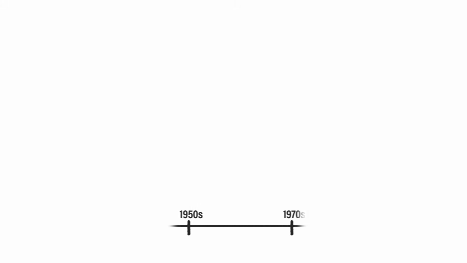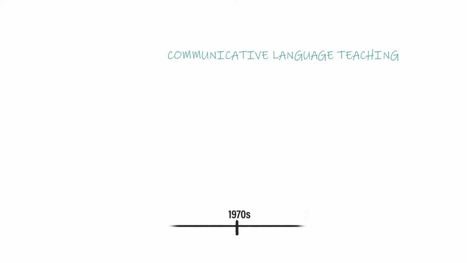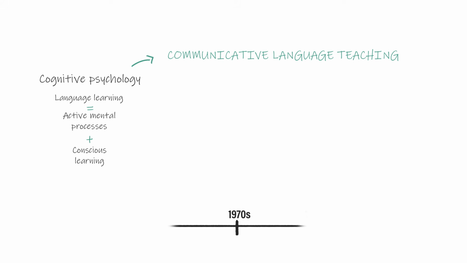In the 1970s and 80s, communicative language teaching emerged as a method. This was thanks to the emergence of cognitive psychology, which claimed that language learning involved active mental processes and conscious learning, and not just getting rid of old habits. Communicative language teaching is an influential teaching method to this day.